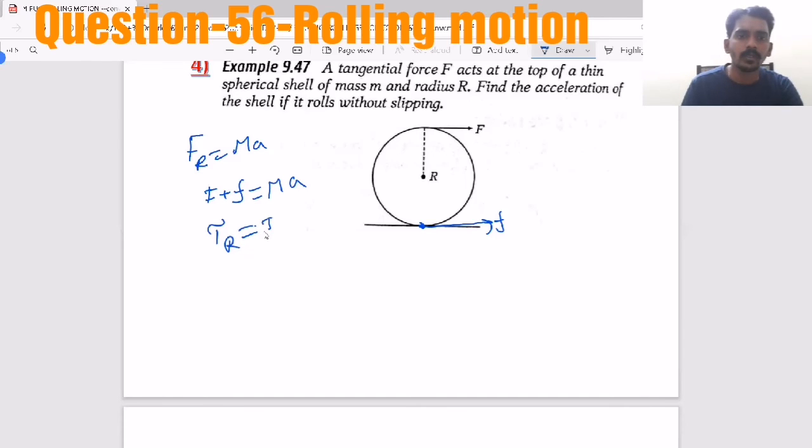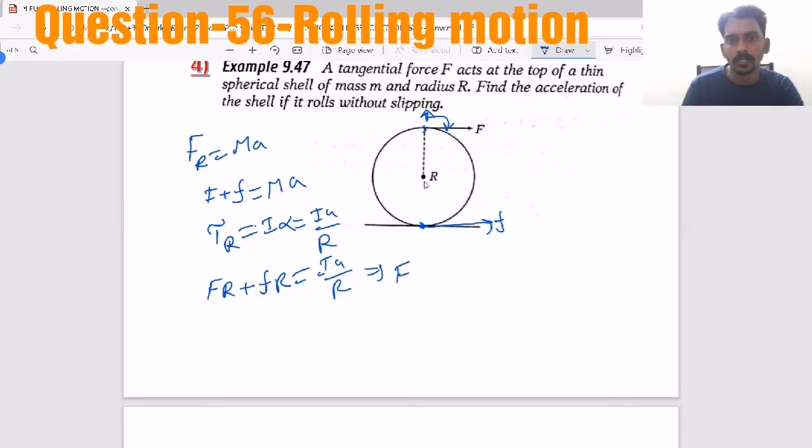Another one is the rotational equation, torque equal to I alpha, nothing but I A by R. Then torque is F r plus f r equal to I A by R. Oh sorry, both torques are in opposite directions. See here, this is the position. Now R bar cross F bar is clockwise, and here R bar cross f bar is anti-clockwise. So one torque is plus, one is minus. So F minus f equal to I A by R square.